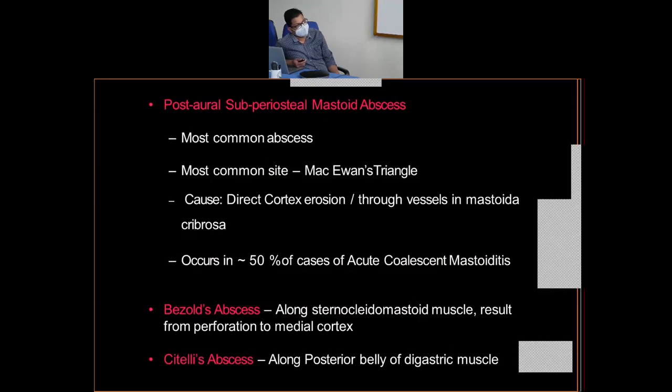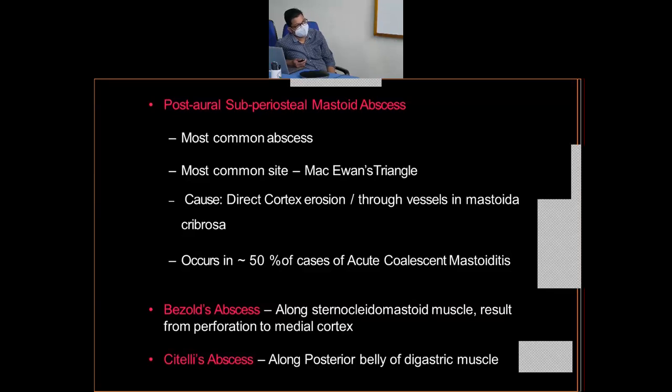This is due to direct cortical erosion, and the pus will come through the vessels in the mastoid cribrosa. That is the anatomical part, I won't go into it. But the abscess will be there in the McEwen's triangle region, behind the ear. That is postaural subperiosteal abscess. It occurs in 50% of cases, that's why it's the most common type.